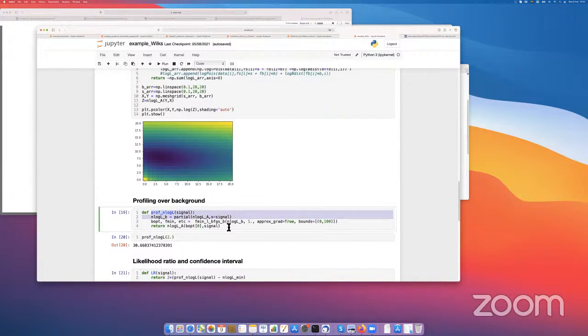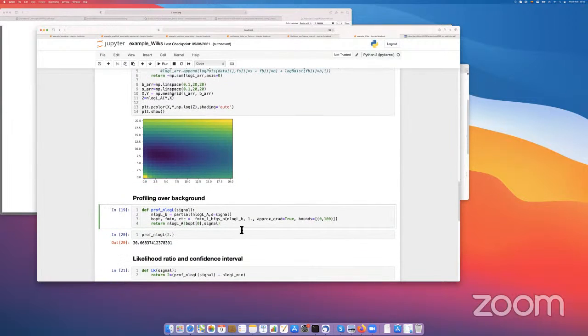And this is what I do here. So I profile over the likelihood. Don't worry, I will give you this notebook. I will send it to you. So don't get lost in the details. I'm just trying to say roughly what I'm doing here.